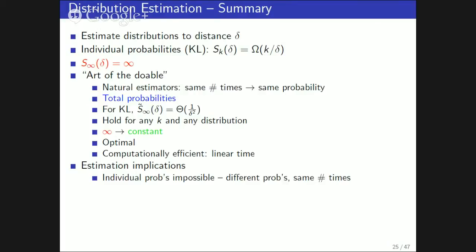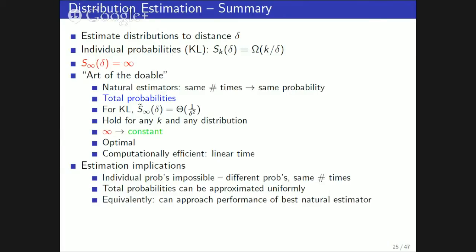Because for one thing, things with different probabilities can appear the same number of times. On the other hand, if you assign the same probability to things that appear the same number of times, you get the total probabilities, and they can be estimated uniformly. And equivalently, another formulation, I didn't present it that way, but you can say that you can approach the performance of the best natural estimator. Okay. And as the graph shows, it also helps with the original problem. It gives you a better estimate for the individual properties.